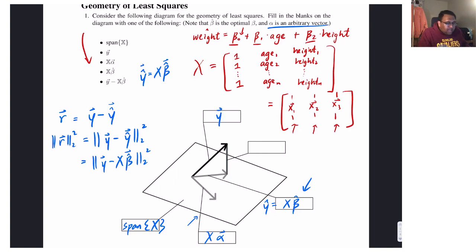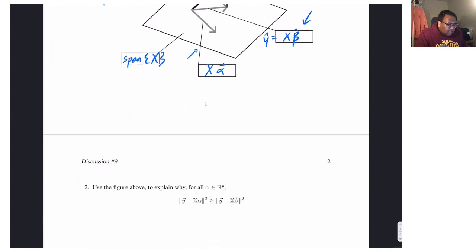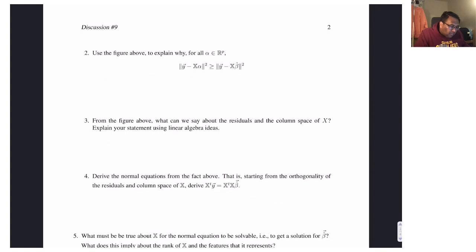This over here is y because it's our actual observation vector, so the vector of everyone's actual weight, and this is our residual, i.e. how wrong we were, y minus x beta hat. Cool, so that is us filling in this diagram. Now let's interpret this diagram in the form of questions 2, 3, 4, and 5.